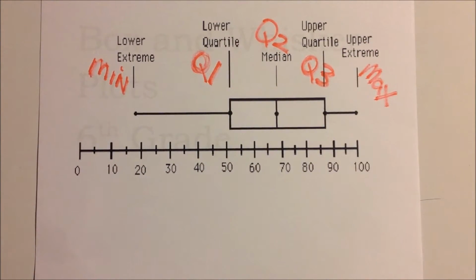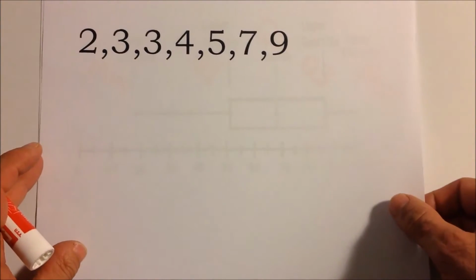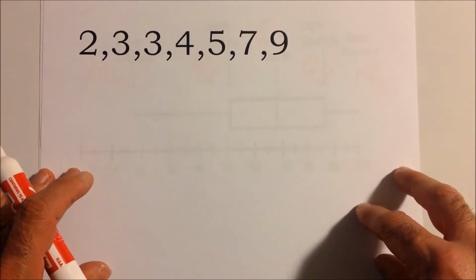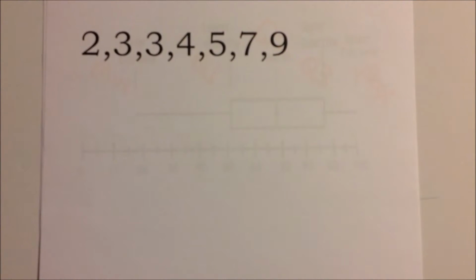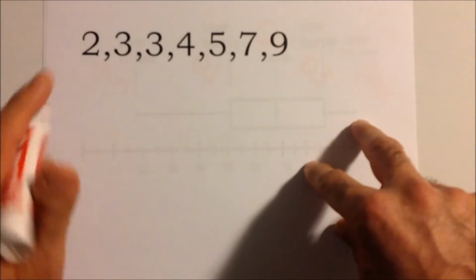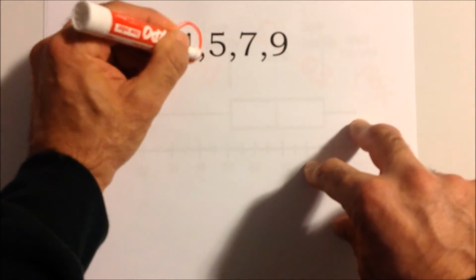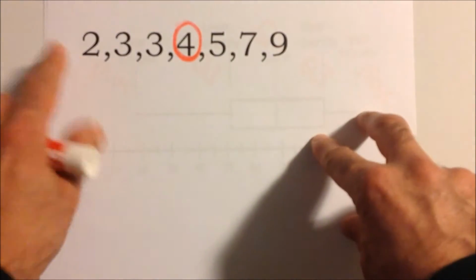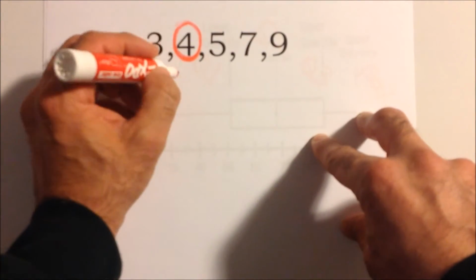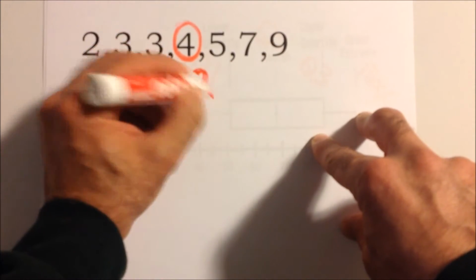So let's use an example. Let's say we have a collection of numbers over here. And the first thing we want to do is find the median. So what do you think the median is? Okay, again, the median is the middle number. So if we look at 4, we have 3 to the left of 4 and 3 to the right. So that's the middle number. So 4 is the median. It's also called Q2, if you remember.